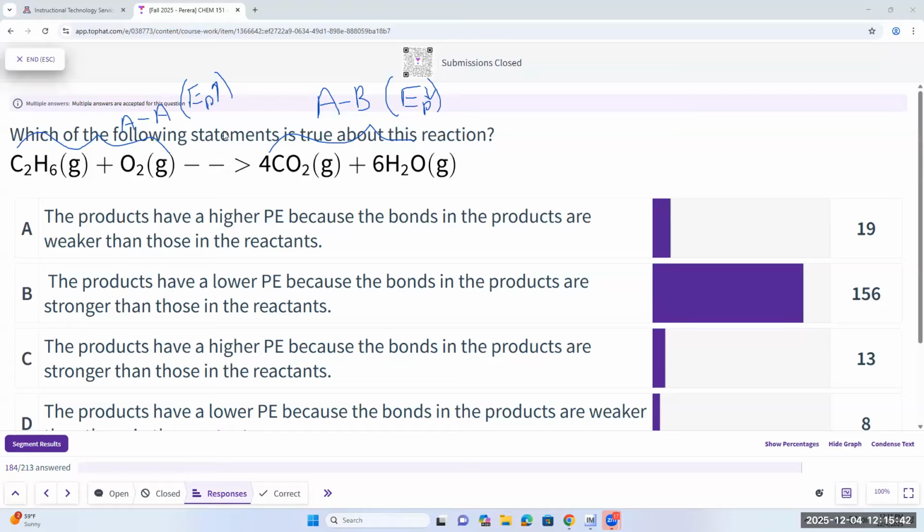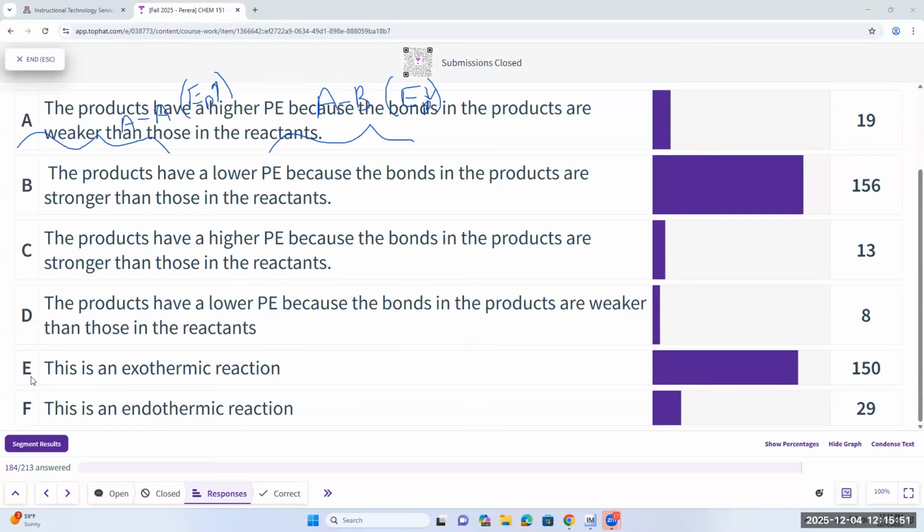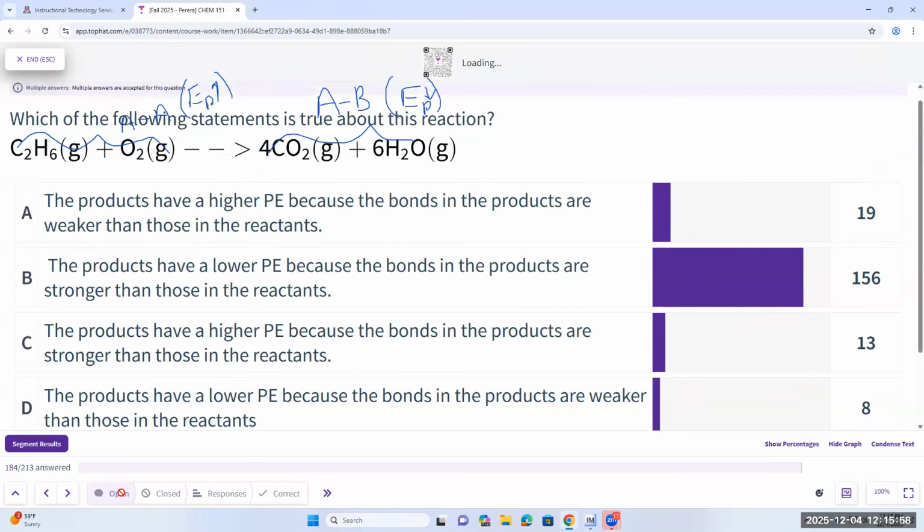If that is the case, you are going from a higher energy to a lower energy, meaning that you have to release energy. If the energy is released, it's going to be an exothermic reaction. Therefore, most of you selected option E as well, and these are the correct answers. 150. This is pretty good.